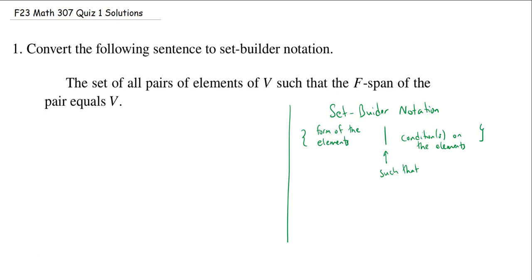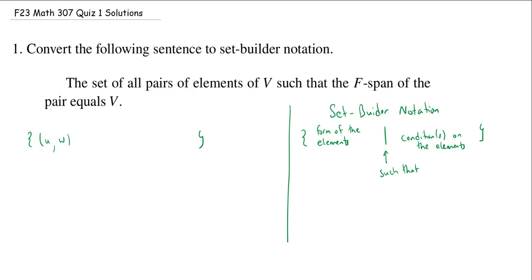So if we want to write this sentence, we say, okay, the set of, oh, hey, it's a set. Cool, we'll start like that. All pairs of elements of V. So I want to have a pair of elements. A pair looks like two things, so we'll put a comma in between. And now we typically like to give some sort of generic names for these elements. So let's call them U and maybe W.